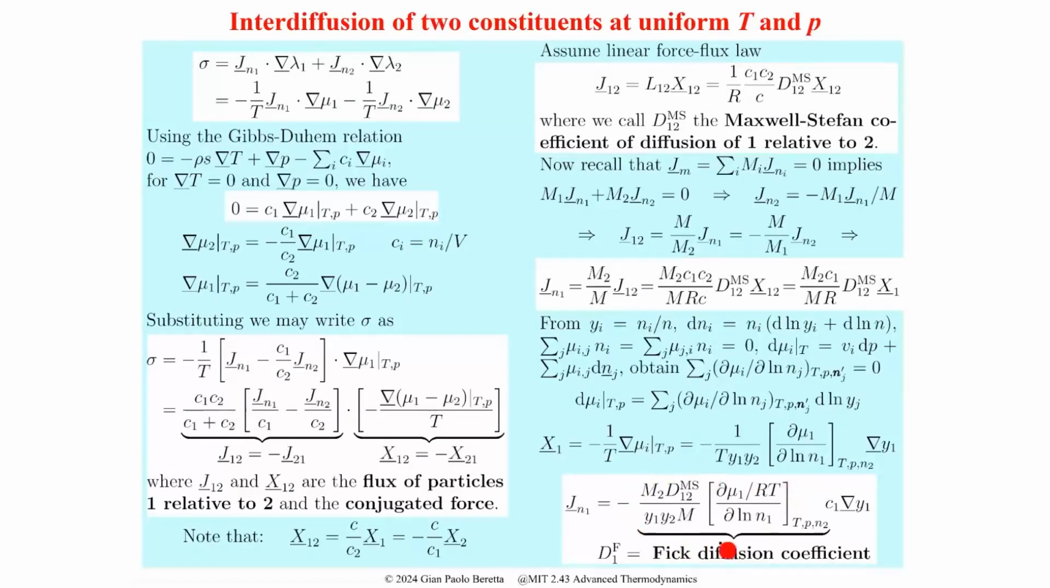So if you include all these, then you have a relation between the flux of particle 1 and the concentration of particle 1 times the gradient in the mole fraction. And then you can call this group the Fick diffusion coefficient, which you see is related to the Maxwell-Stefan diffusion coefficient. And so it all depends on giving names to these diffusion coefficients. Typically, people measure Fick diffusion coefficients.